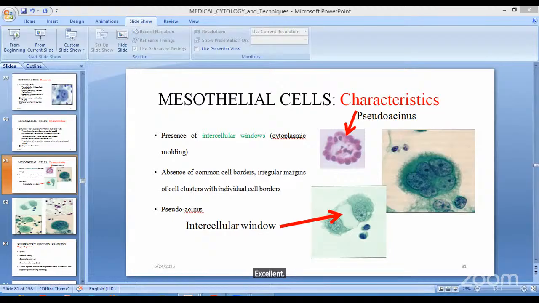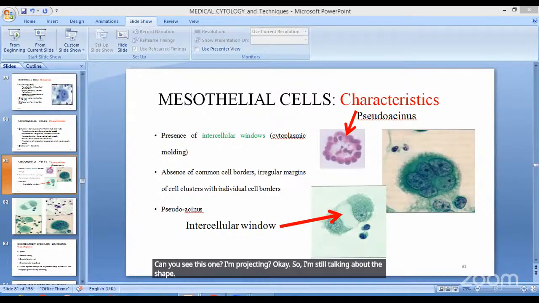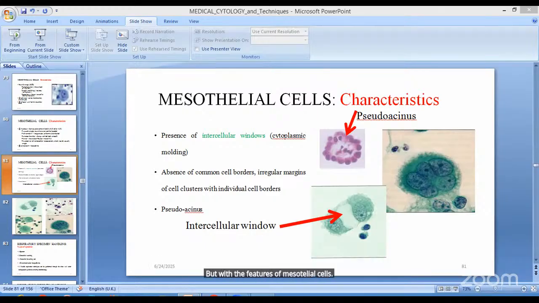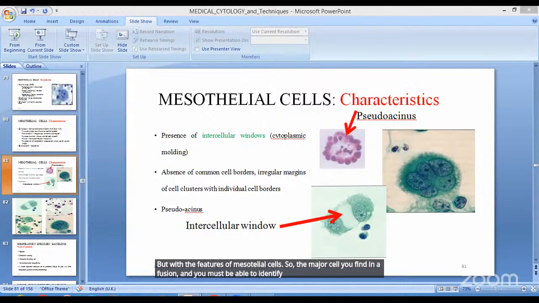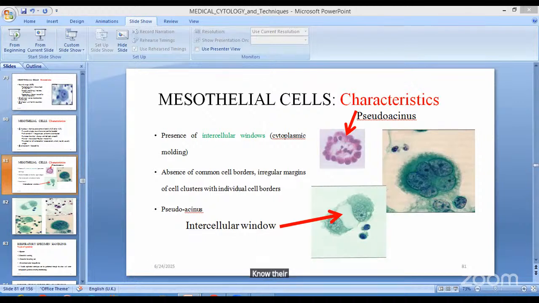Can you see this one I'm projecting? I'm still talking about the shape, characteristics, and features of mesothelial cells. It's a major cell you find in effusion, and you must be able to identify them and know their characteristics.